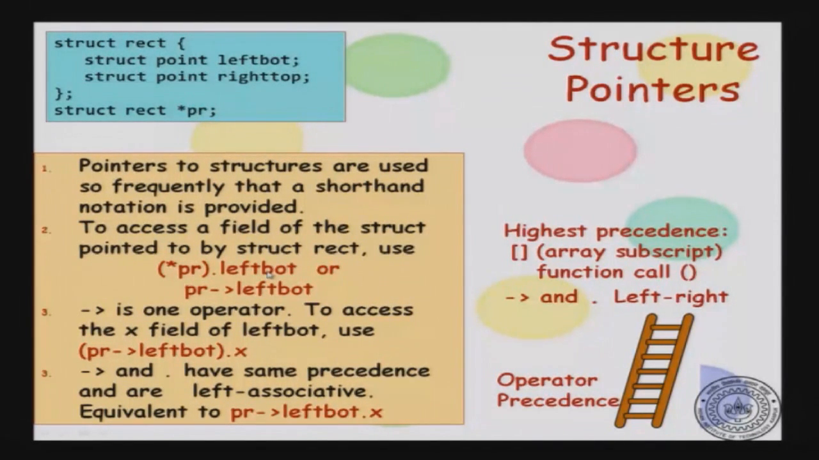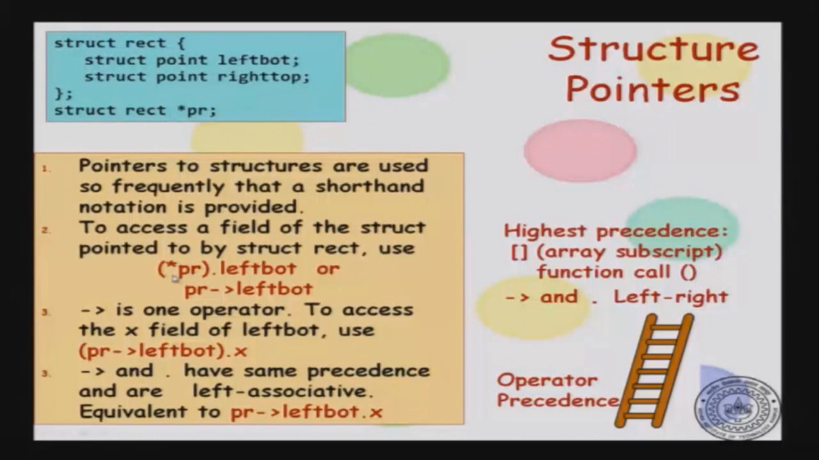So, there are two ways to address the fields of the location pointed to by PR. PR is a pointer to a struct rect. You can access its left bot by saying star PR dot left bot or PR arrow left bot. Notice that these two characters, dash and angle bracket, form just a single operator. The arrow operator and the dot operator have the same precedence and both are left associative.